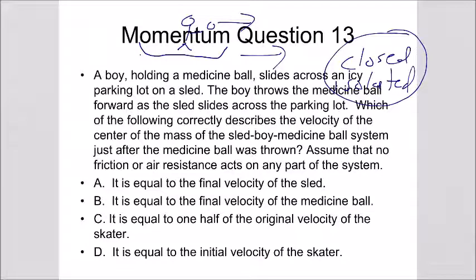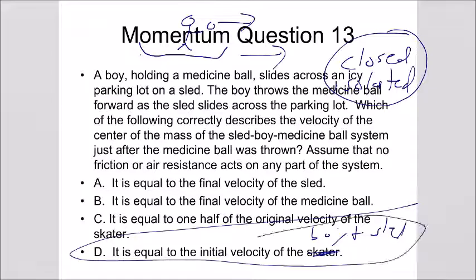What that should tell you is that the velocity of the center of mass doesn't change before or after the collision, or in this case, the throw. So the momentum of the center of mass, or at least the velocity of the center of mass after he throws the ball, is the same as the velocity at the beginning of the problem. The velocity at the beginning of the problem was not the velocity of the skater, it was the velocity of the boy and sled together. So the answer should be D with some minor modifications.